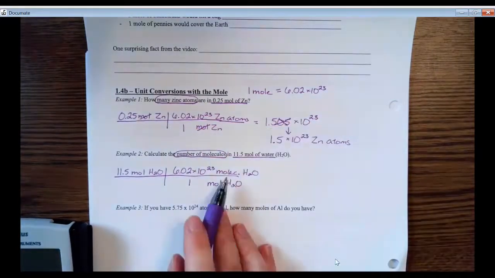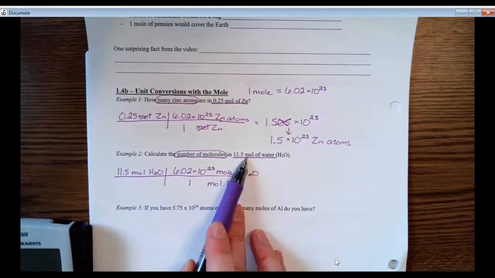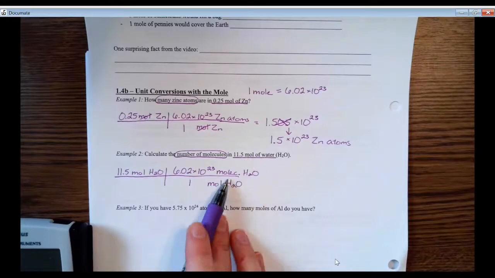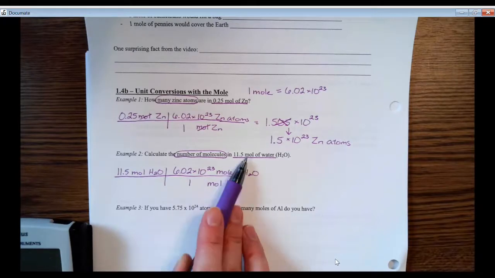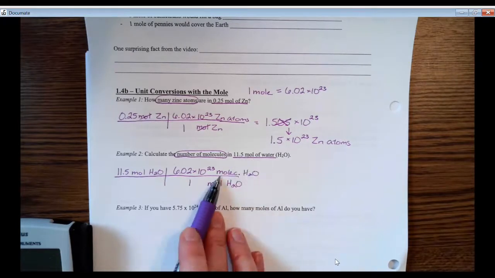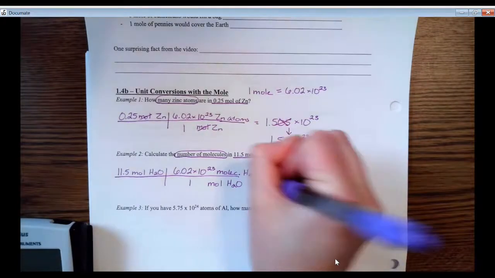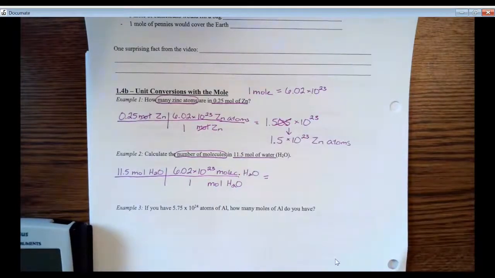One thing I want to point out, be really careful here. MOL is the abbreviation for moles. Molecules, you can abbreviate M-O-L-E-C. Okay, so that's molecules, that's moles. They're different things. So now we have 11.5 times Avogadro's number.